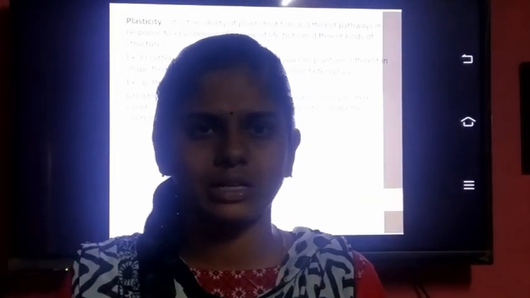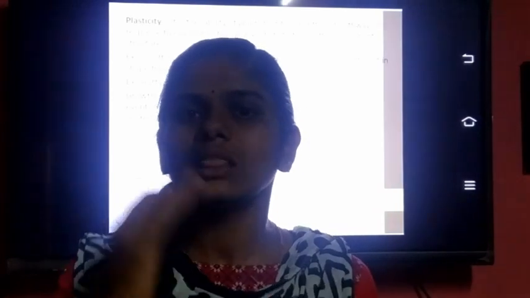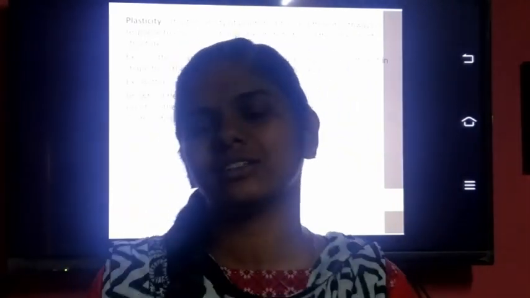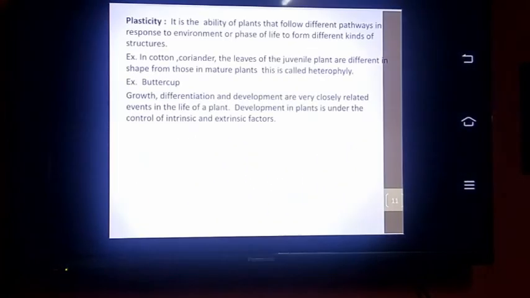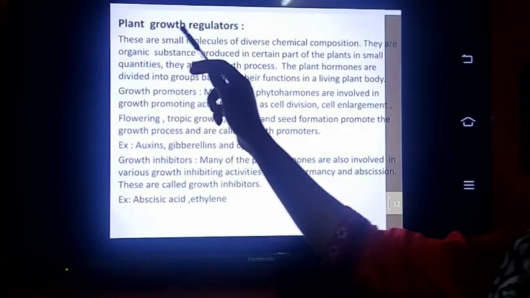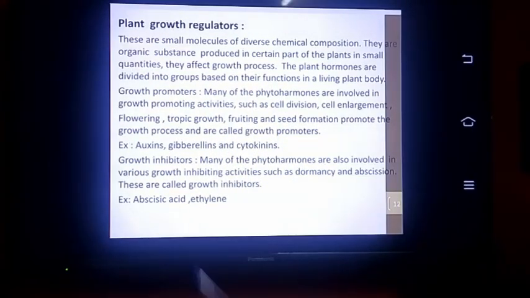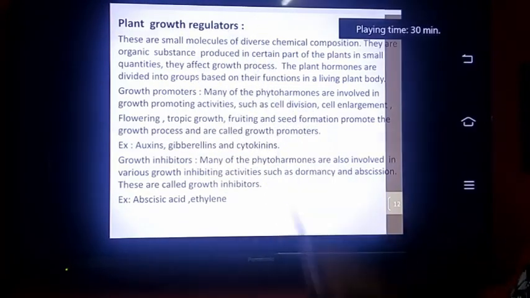That is light, temperature, oxygen and gravity. So these are some of the extrinsic or external factors which affect the growth of the plant. And next is another main important factor which affects the growth of the plantlet, that is called the intrinsic factor. So what are those intrinsic factors? The intrinsic factors in a plant are called plant growth regulators.